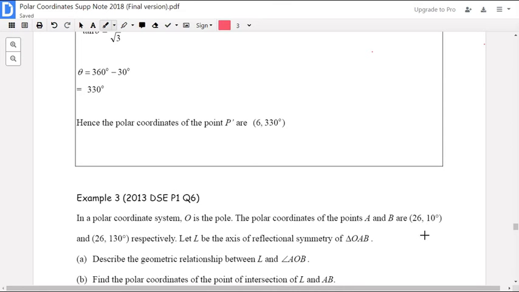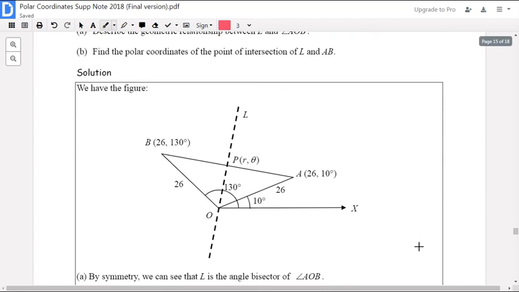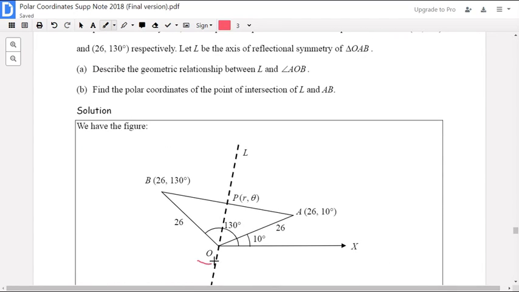Note that in this question, the figure is not given to you. So, the first step is to draw a figure by yourself. We start with O and the polar axis, OX. Now, (26, 10 degrees), A is here. The length is 26. This is an angle of 10 degrees. Next, for point B, again, 26, the radius vector. The angle measured from OX in anti-clockwise direction, 130 degrees. And the figure looks like this.